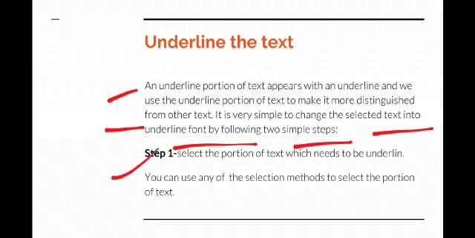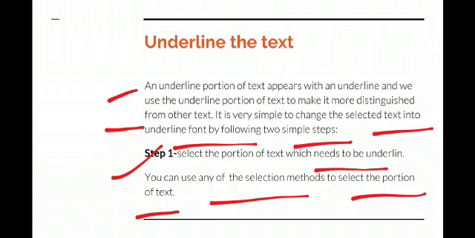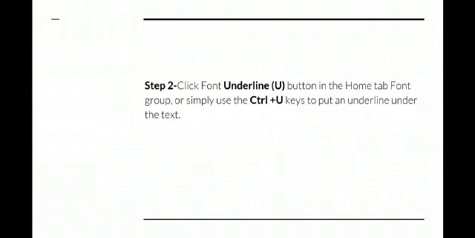First step is select the portion of the text which needs to be underlined. You can use any of the selection methods to select the portion of the text. Step 2. Click the font underline U button in the Home tab Font group, or simply use the Ctrl+U key to put an underline under the text.